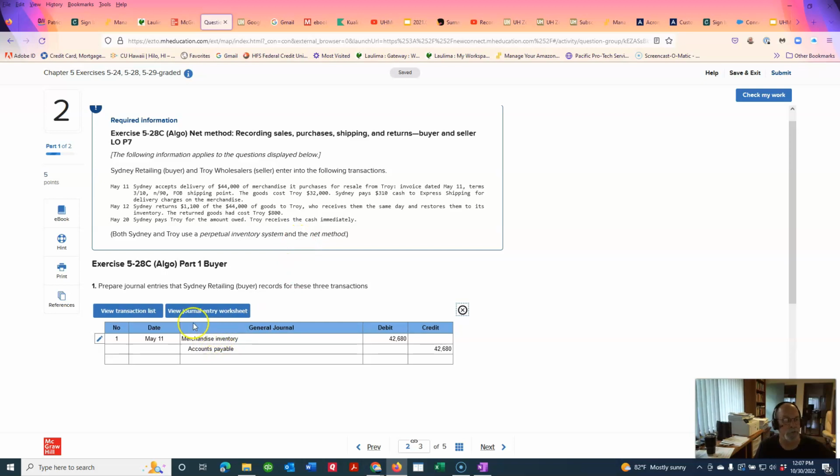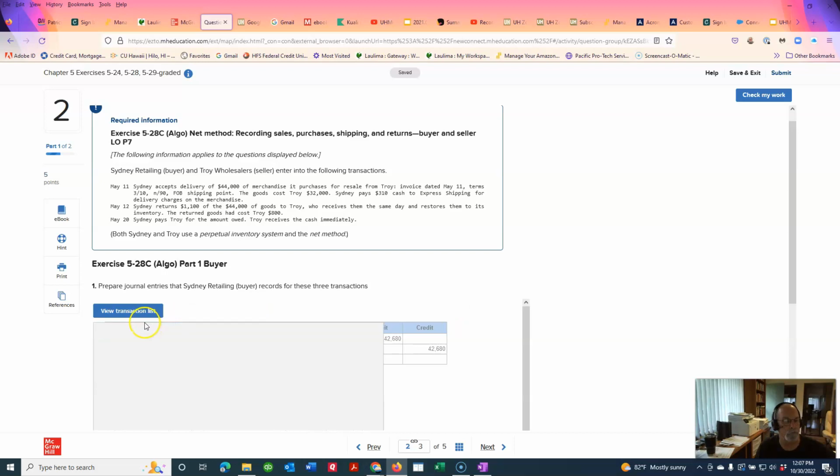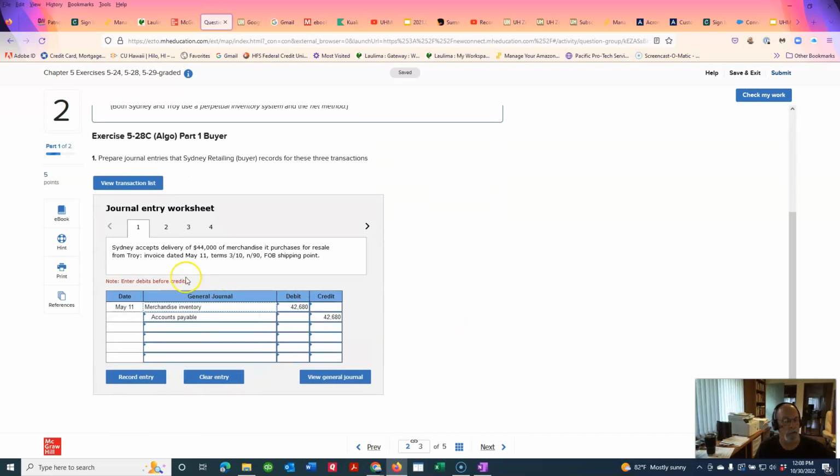Okay, second entry. Second entry. The goods cost Troy $32,000. Sydney pays $310.